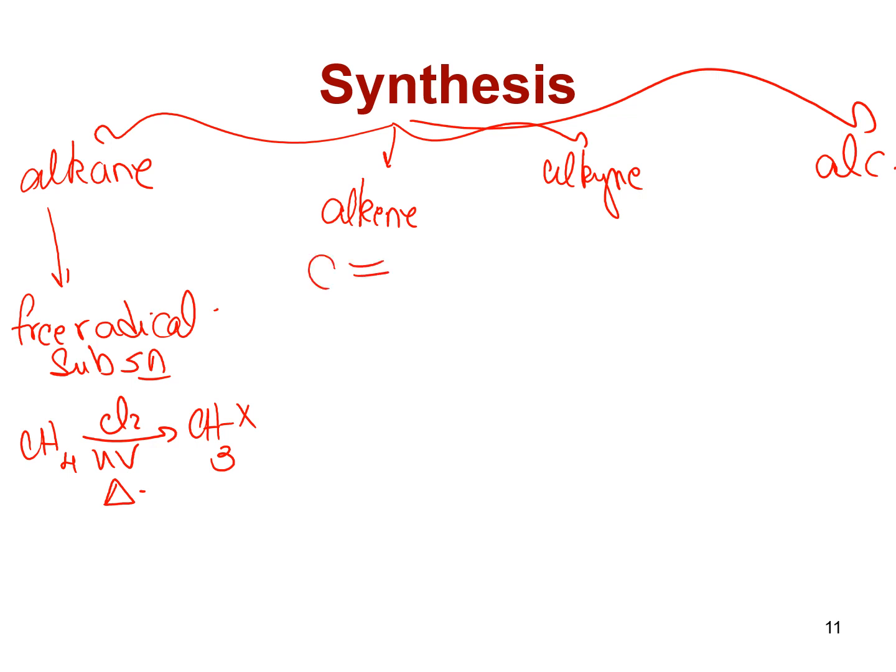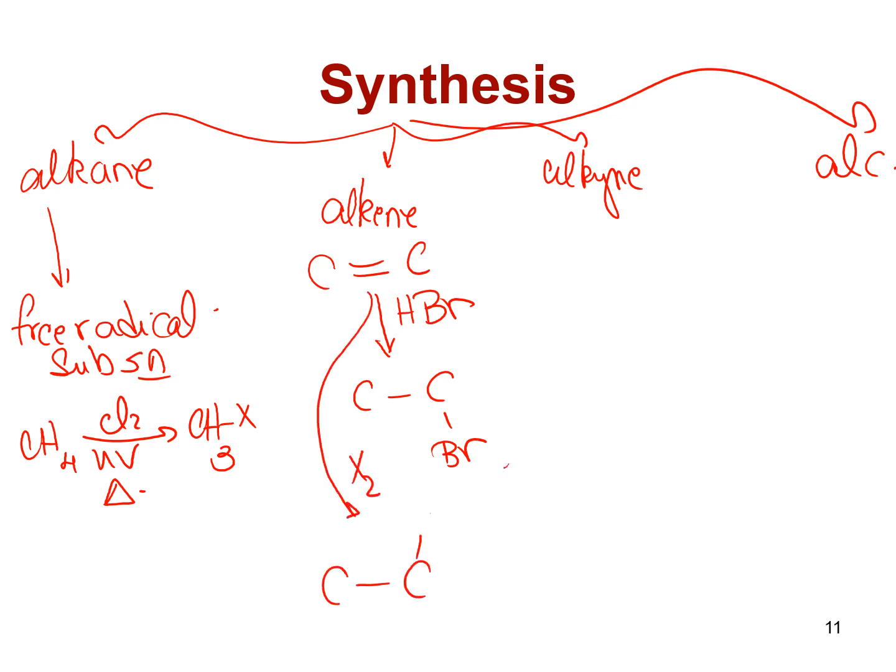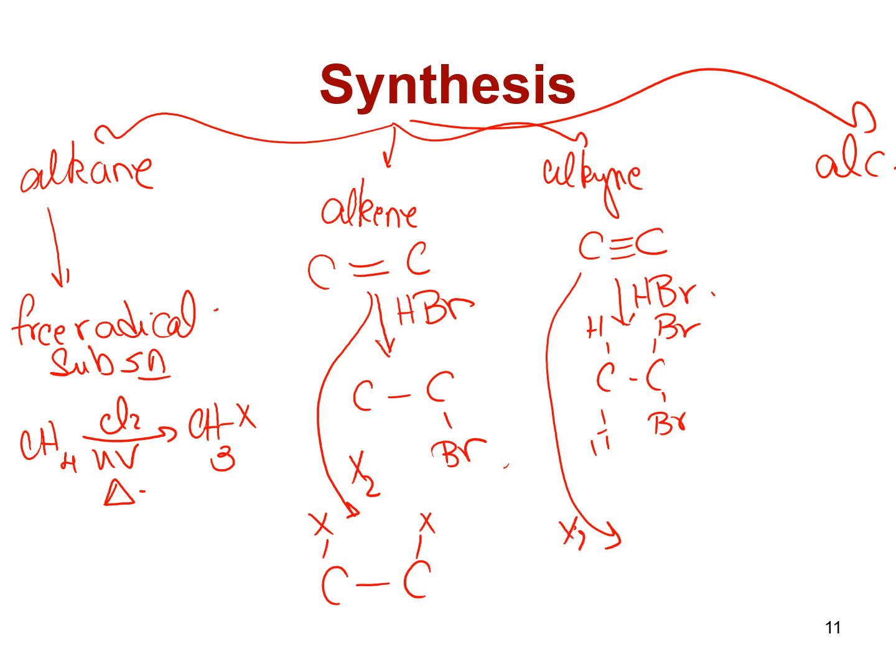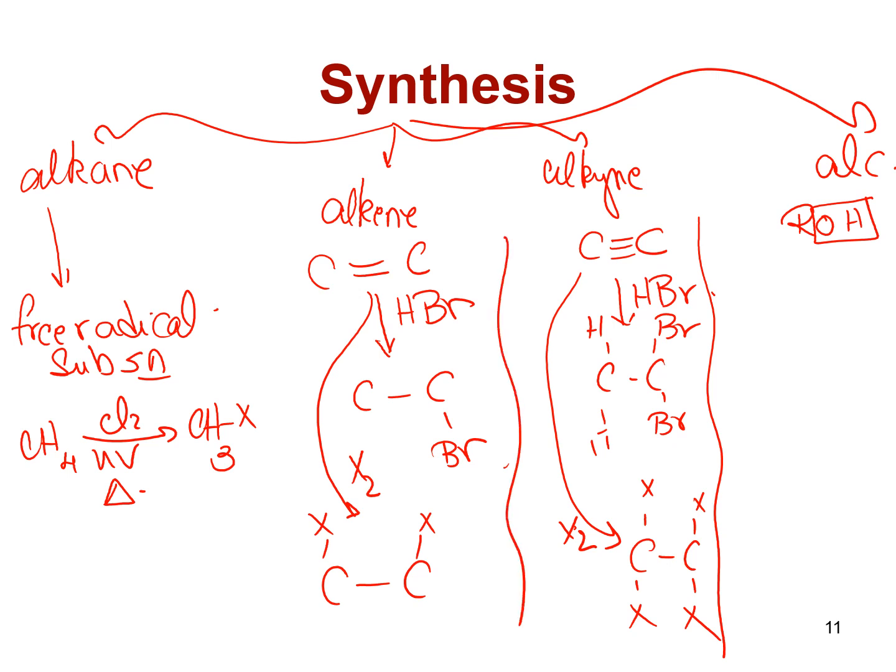You substitute one of the hydrogens by halogen. In case of alkenes, you can just add the halogen either in the form of hydrogen halide, giving monohalogenated compounds, or you can add a halogen molecule, giving the dihalogenated compound. In case of alkynes, again, you will add the hydrogen halide, giving the geminal dihalide compound, or you can add a halogen molecule to your compound, giving the tetrahalogenated compound. Finally, the halogenation of alcohols, where you replace the OH of the alcohol with a halogen.